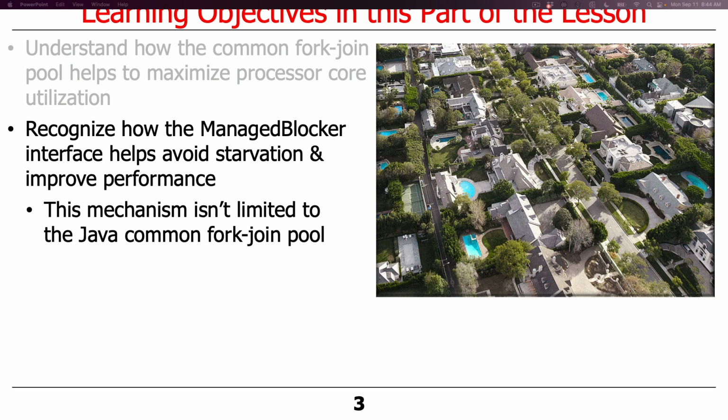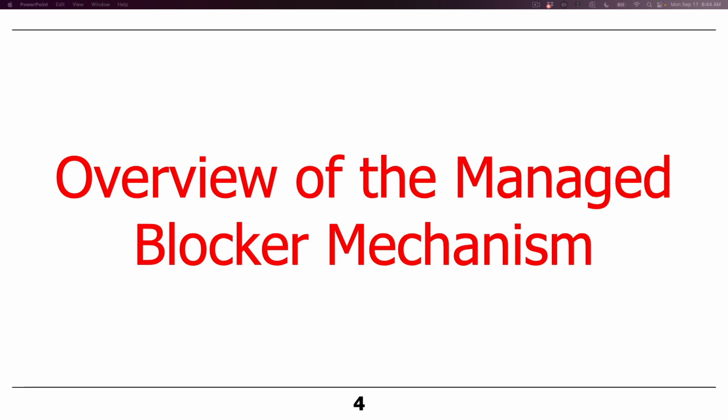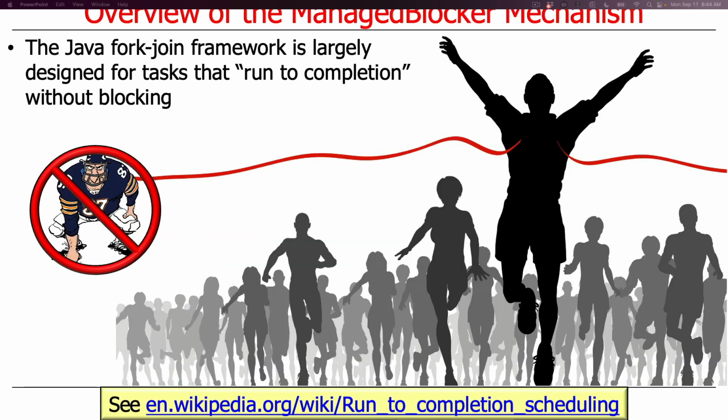And what's interesting to note is that this mechanism isn't just limited to Java's common ForkJoinPool, and I'll talk a little bit about how it actually works shortly. It's a little bit mysterious at first to understand how it works and why it's useful for other ForkJoinPools, but you can use it with many pools, not just the common ForkJoinPool. So let's start by talking about the ManagedBlocker mechanism.